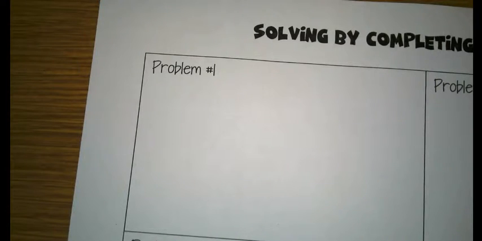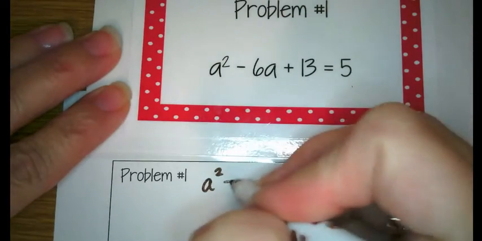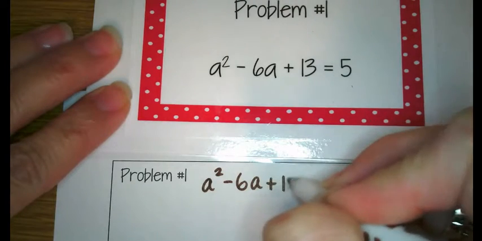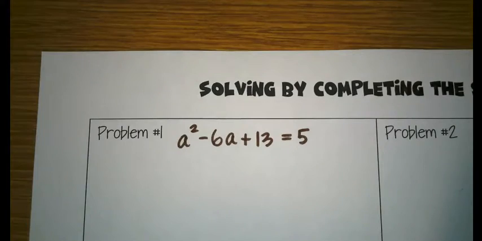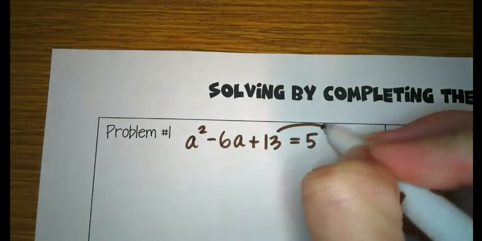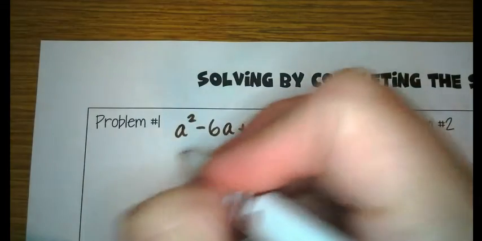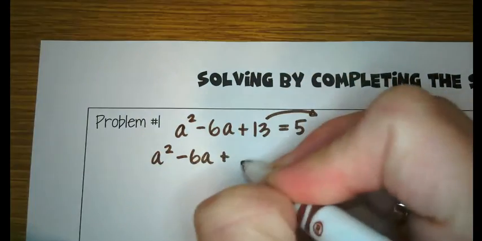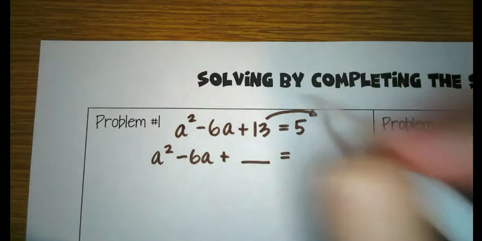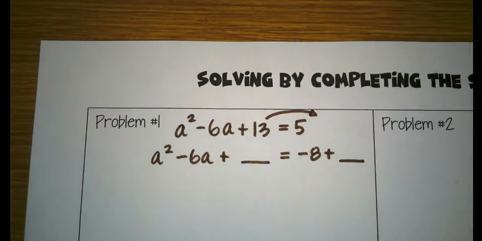This one started out as a squared minus 6a plus 13 equals 5. So first thing that we need to do is to move the 13 to the other side. So we would be subtracting 13 from both sides. So that's going to leave a squared minus 6a plus blank equals, and when we subtract 13 over here, that's going to be negative 8 plus blank.